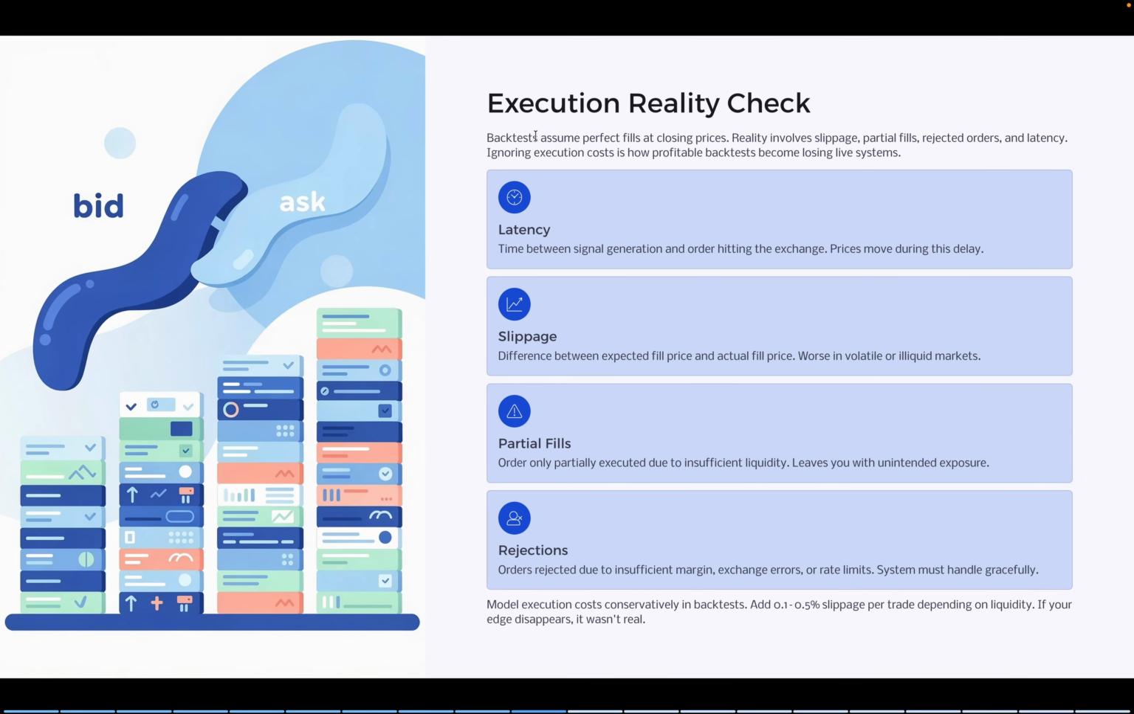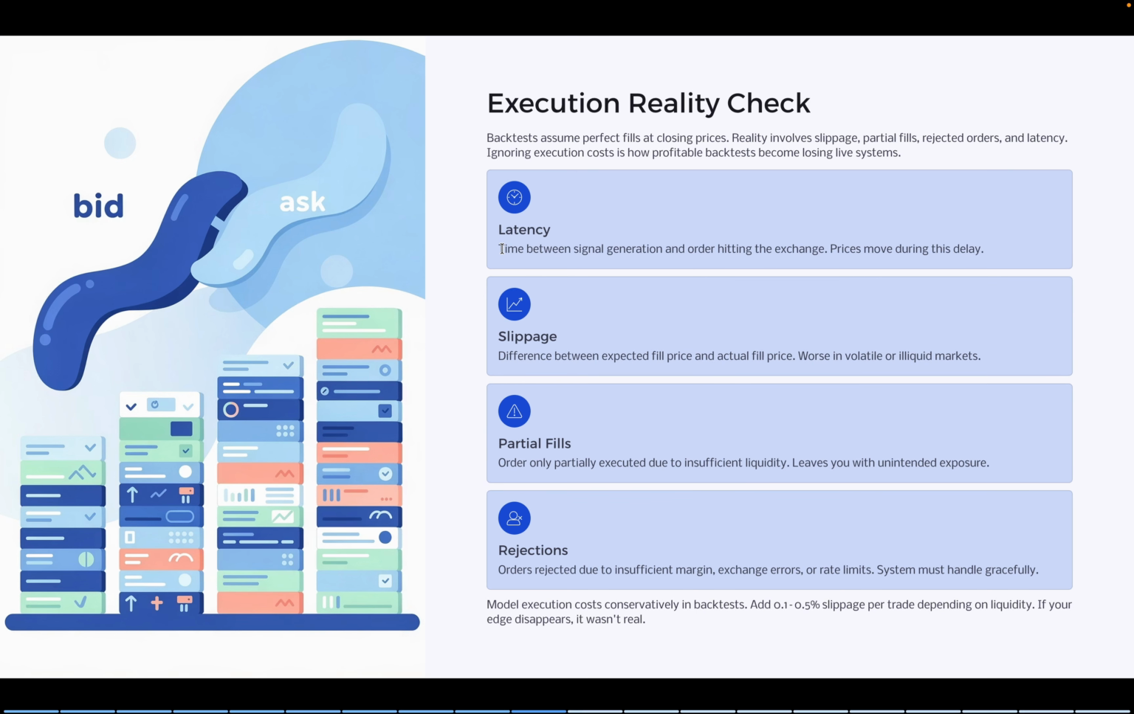So backtests assume perfect fills at closing prices. Reality involves slippage, partial fills, rejected orders, and latency. These things can really destroy your algo profits. So ignoring execution costs is how profitable backtests become losing live systems. So then there's the main four things.